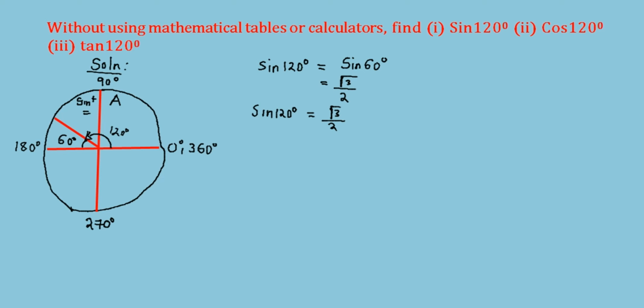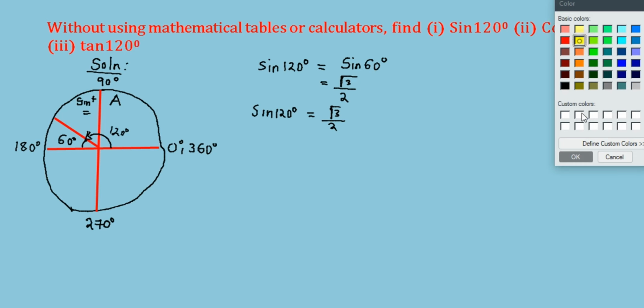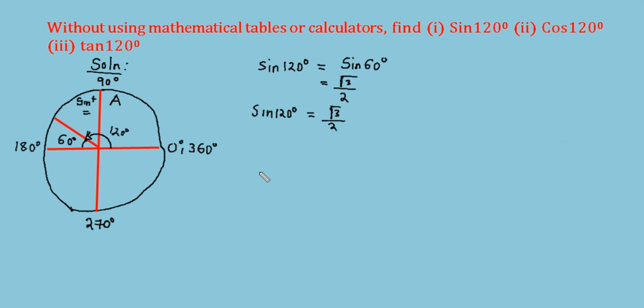(2) cos of 120 degrees. This is equal to cos of 60 degrees. But in the second quadrant, we say that cos is negative, and the ratio of cos 60 is equal to a half. Therefore, cos of 120 degrees is equal to negative a half.